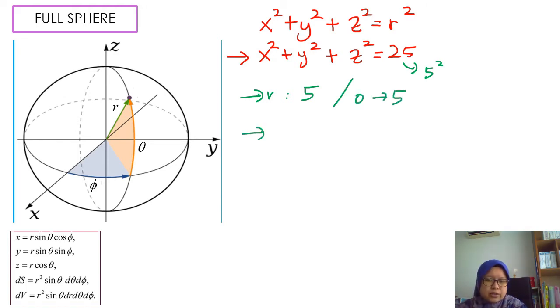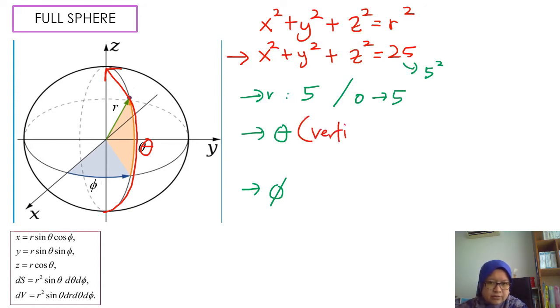And then you also need to know the theta and phi. So what is the difference between theta and phi? Let us look at this together. Theta is the angle vertically, this angle, from the z negative to the z positive. So this is theta, the vertical angle.